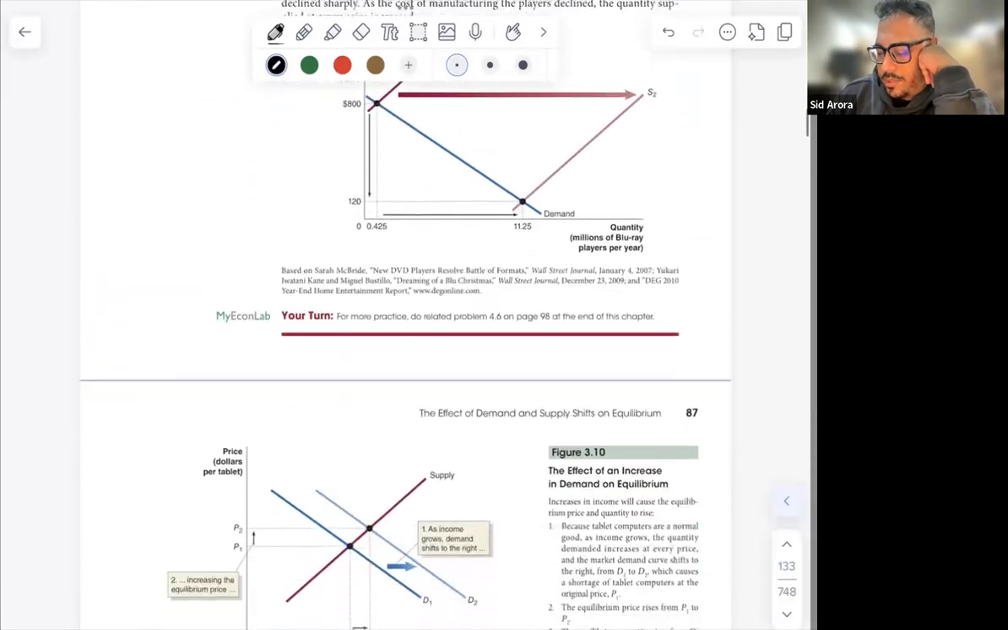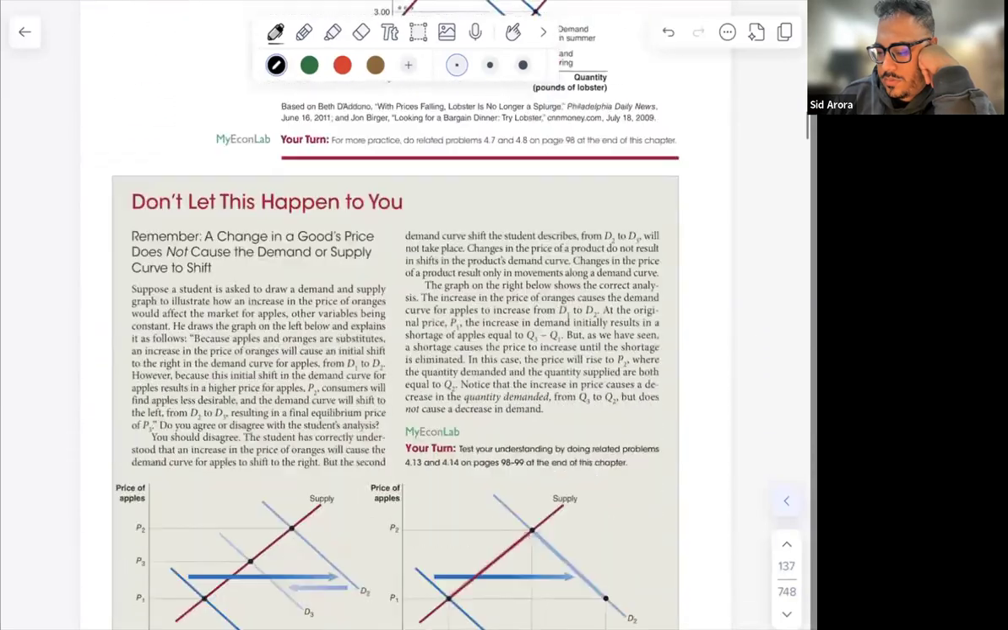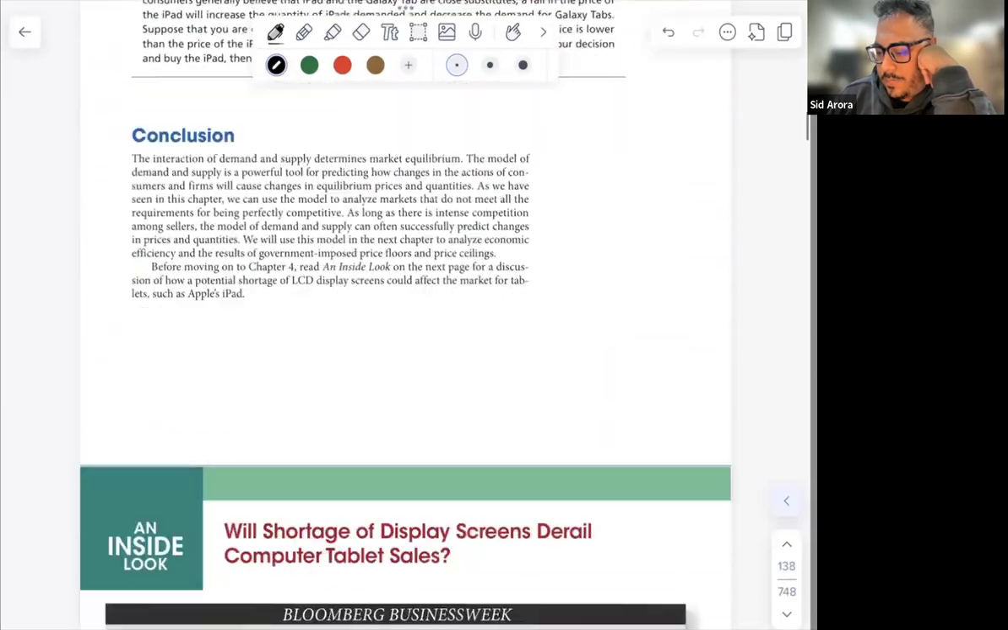I think this should be the last section.